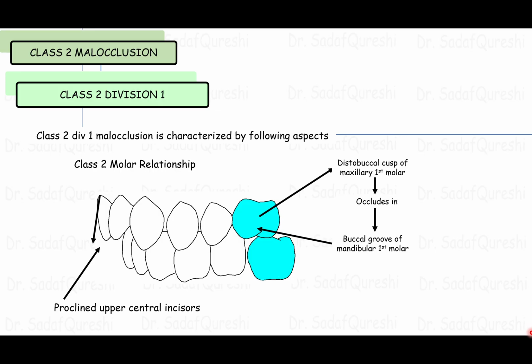Other than that, class 2 division 1 should have proclined upper central incisors. So whenever there is a combination of class 2 molar relationship and proclined upper central incisors, that kind of occlusion is categorized as class 2 division 1 malocclusion.